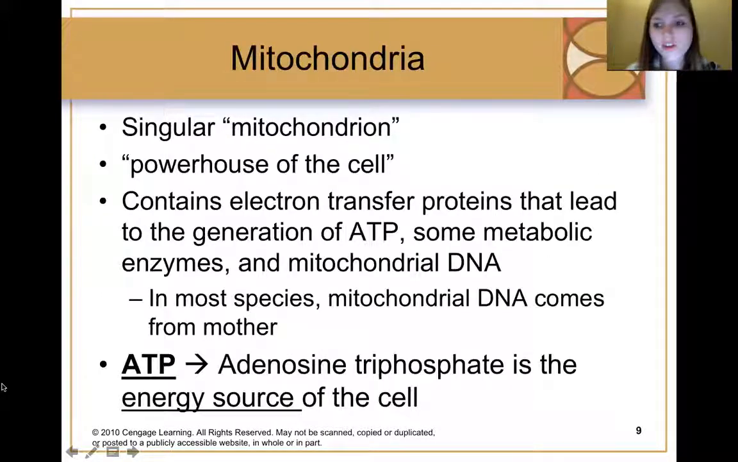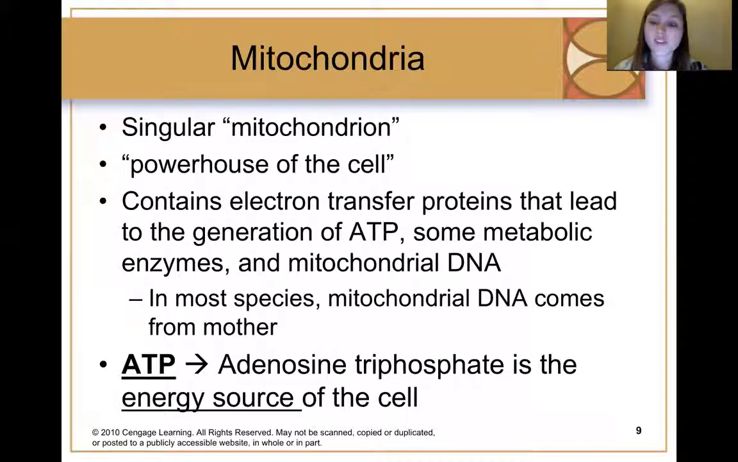So the next organelle that we're going to talk about that's extremely important is the mitochondria. The singular form of that word would be mitochondrion. And the mitochondria are known as the powerhouse of the cell, because they generate the energy for all the processes that the cell has to do. They contain the electron transfer proteins, which are just proteins involved in the generation of ATP. They also have some metabolic enzymes and then that mitochondrial DNA.